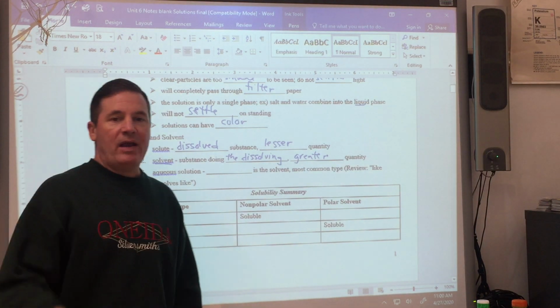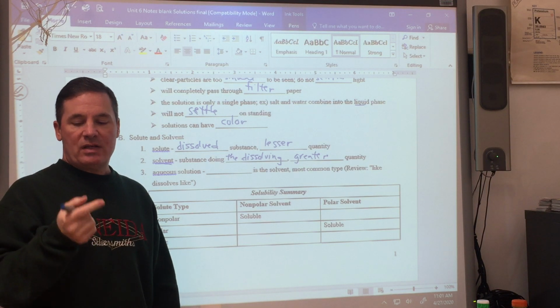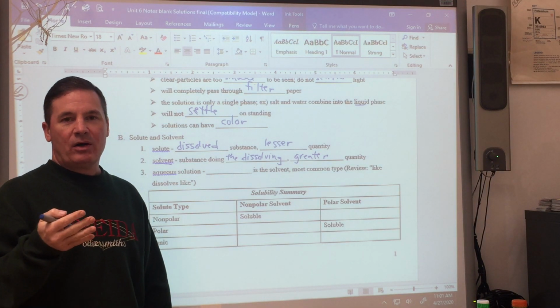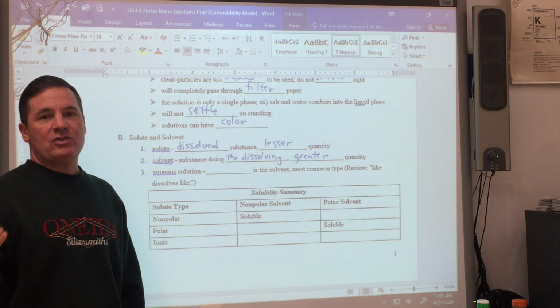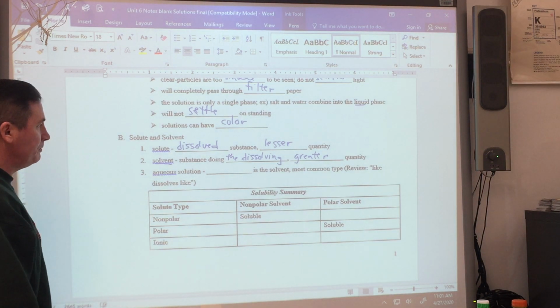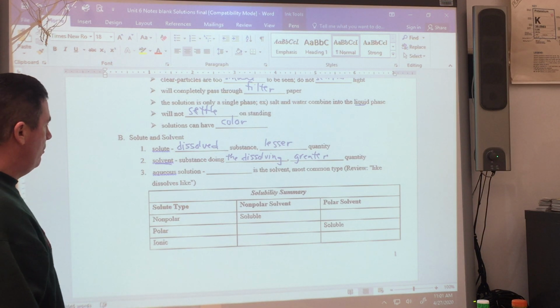So, for example, in the air that I'm breathing right now, I'm breathing air which contains nitrogen, oxygen, a little bit of carbon dioxide, there's some water, some argon. The solvent here is nitrogen because nitrogen is 78% of the air that I'm breathing in. That means oxygen would be a solute.